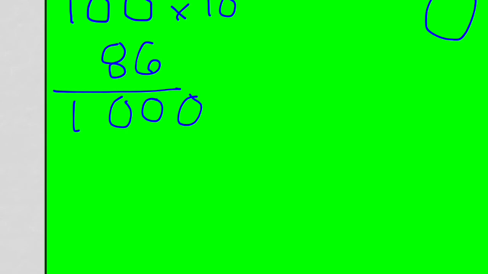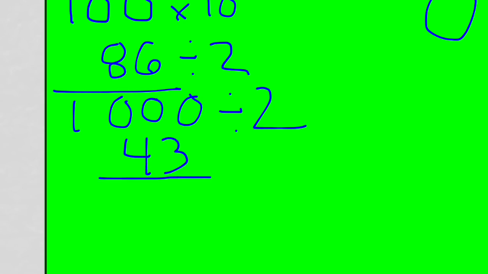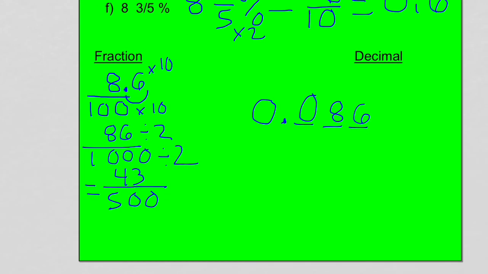Now, last thing to do is lowest terms. Hopefully I can recognize dividing by 2. We were practicing that today by chopping in half. 86 chopped in half is 43. 1,000 chopped in half is 500. There you go.